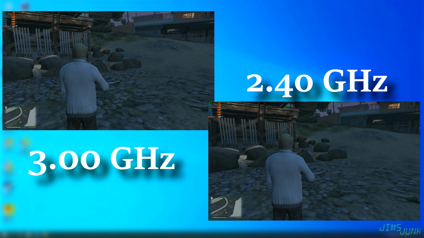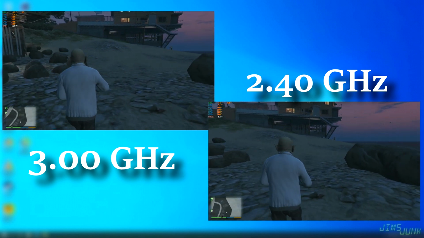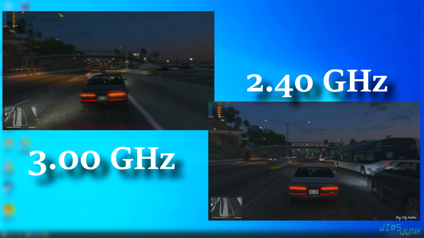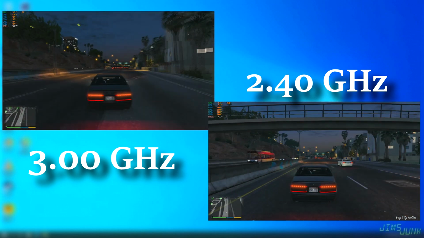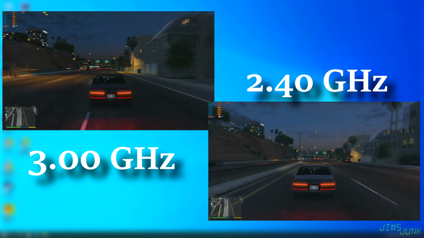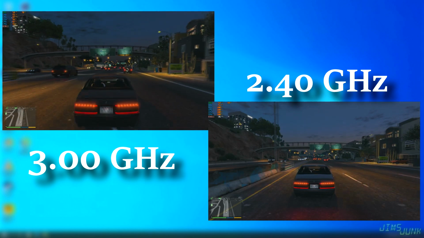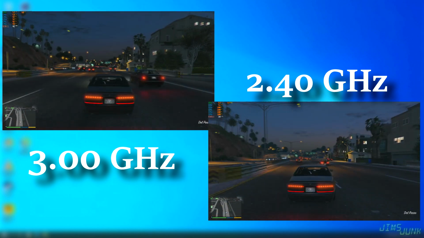GTA 5. GTA 5 ran great. I'm going to say that there was about a 5 to 10 FPS increase with the overclocked CPU, and the same goes with the micro stutter, and the game just felt smoother all around at 3 GHz.